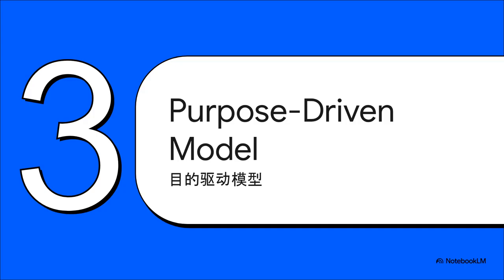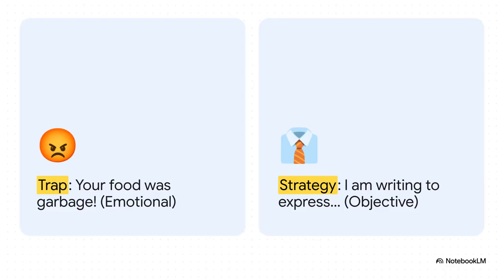All right, let's dive into Section 3, the purpose-driven model, or 目的驱动模型. Let's see how the core purpose of your email combines with the context to dictate your writing logic. Every single email has a core purpose. Take the scenario of complaining or making a claim. There is a massive trap here.